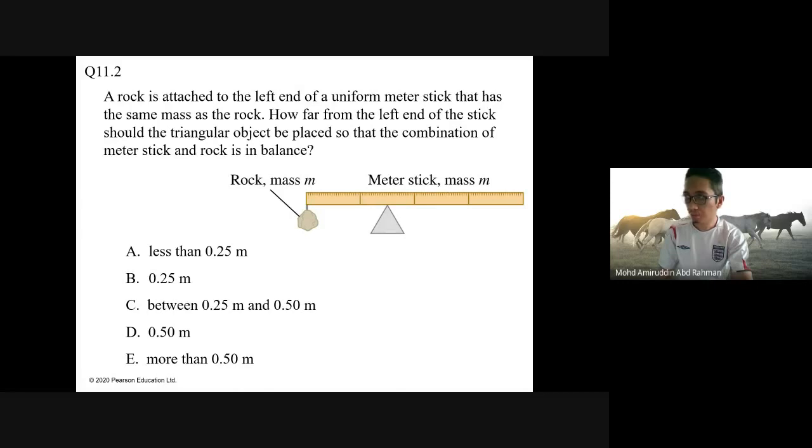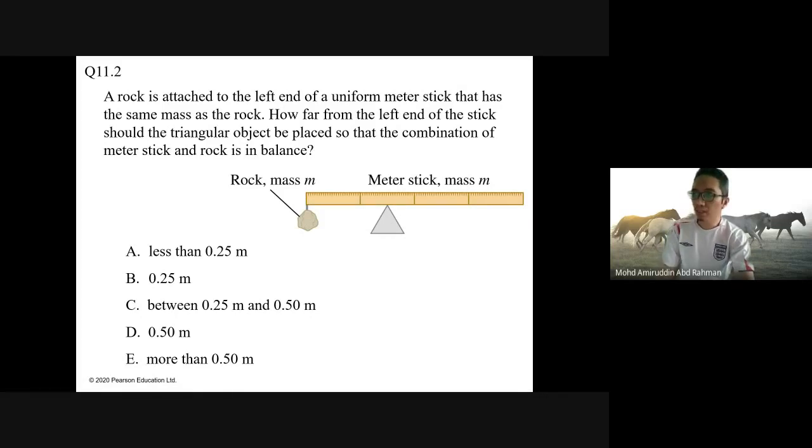Okay, so you have a meter stick, meaning that the meter stick is 1 meter. So basically you know the length of that stick, and then you have the mass given. The mass of the meter stick is similar to the mass of the rock, which is m.